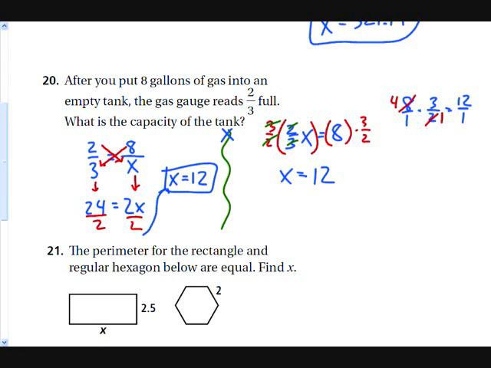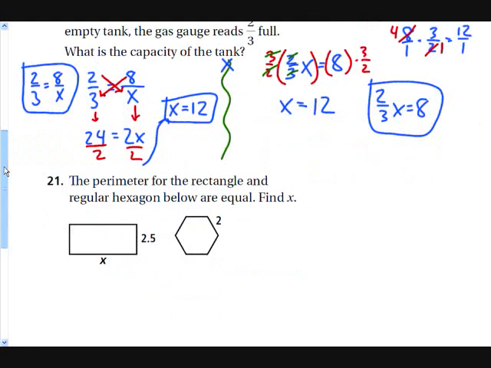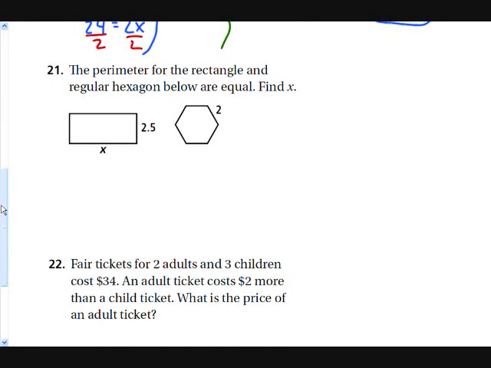So x equals 12, and I would probably accept the proportion as an equation. I would also accept the 2/3 x equals 8, more of a linear format. Okay? This one says the perimeter of the rectangle and the regular hexagon below are equal, and we want to find x. Okay, so we're trying to find x.